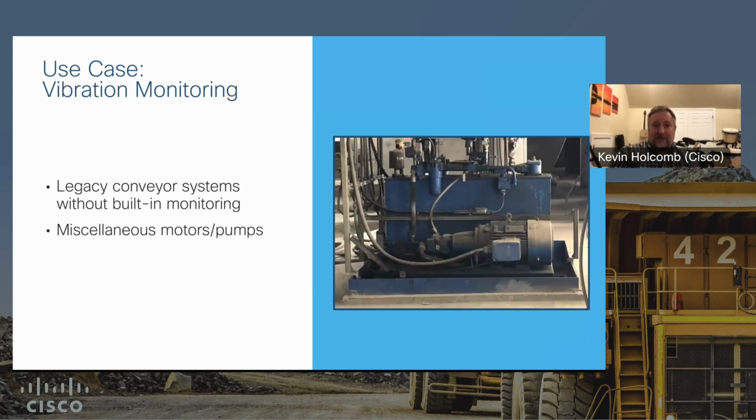Vibration monitoring, right? I know a lot of conveyor systems already have built-in monitoring, but maybe you have a legacy conveyor system that doesn't have built-in vibration monitoring, or just miscellaneous pumps and motors around. You can do things with LoRaWAN, like have a smart vibration sensor out there that periodically takes measurements and reports those back. Then you can try to do preventative maintenance, or know when a failure is going to happen before it actually happens and impacts production.